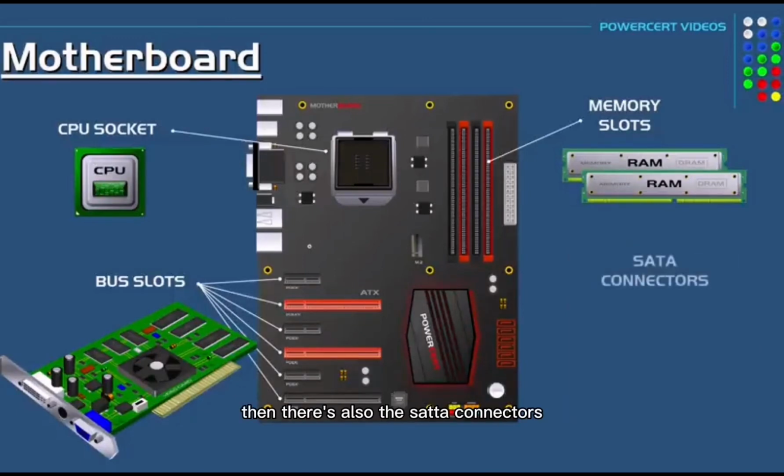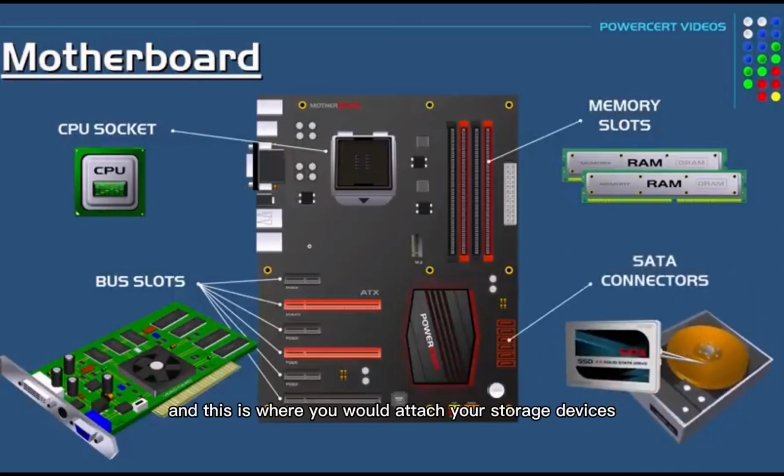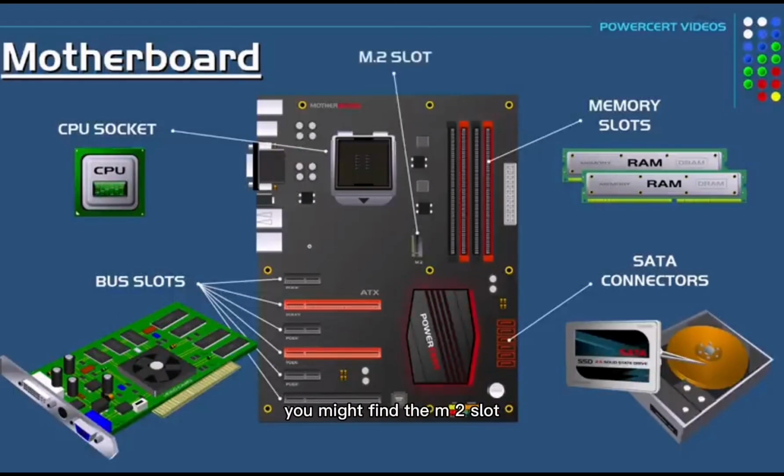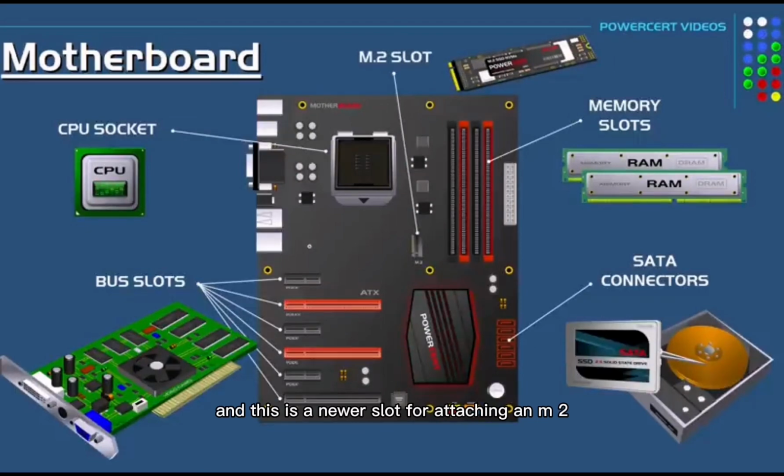Then there are the SATA connectors, where you would attach your storage devices, such as SSDs or hard drives. Motherboards will have several of these connectors, so you can attach multiple storage drives. On some modern motherboards, you might find the M.2 slot, a newer slot for attaching an M.2 solid-state drive.